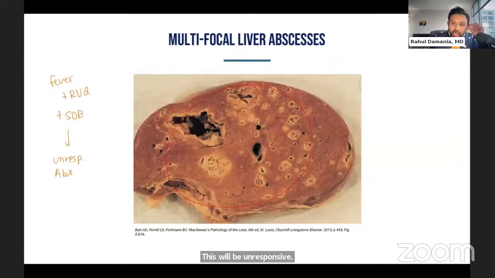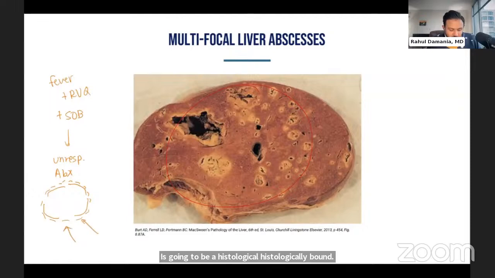And the USMLE wants you to know that an abscess is going to be a histologically bound simple epithelium where antibiotics are not going to be able to penetrate. And that's why they say unresponsive to antibiotics or persistent fevers or inflammatory markers. And then for Step 2 CK, they want you to know that ultrasound is going to show air fluid levels, and the next best step in management is going to be drainage of the abscess because that gives you source control.